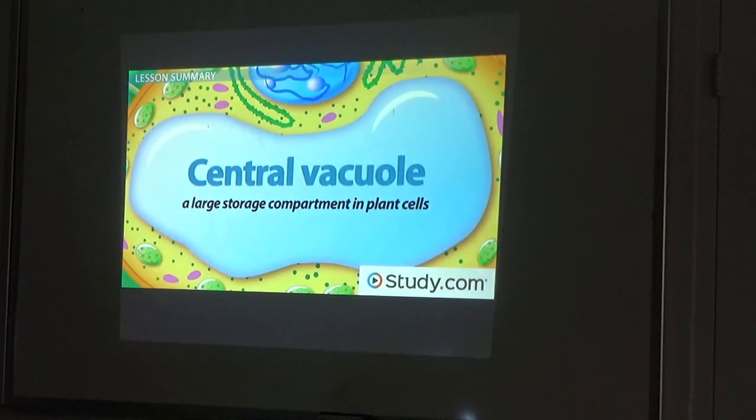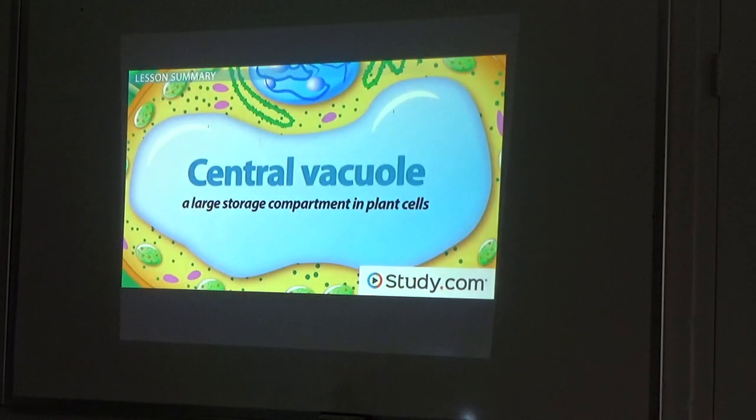So a central vacuole should not be confused with a vacuum, which is also a large storage compartment, depending on what size you buy. Who has a vacuum that's a large storage compartment? I think there are some big vacuums out there.